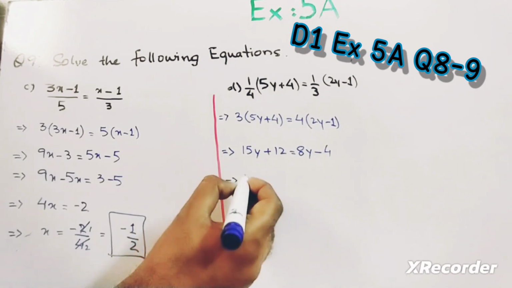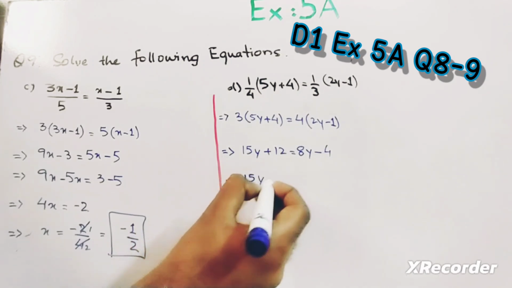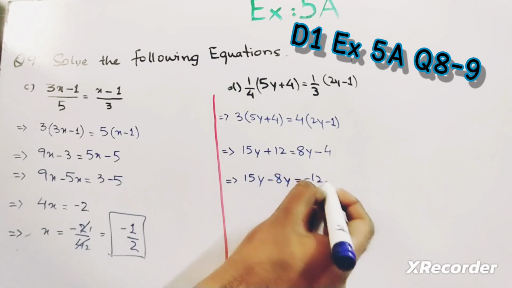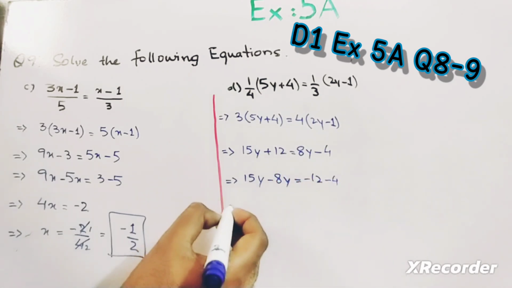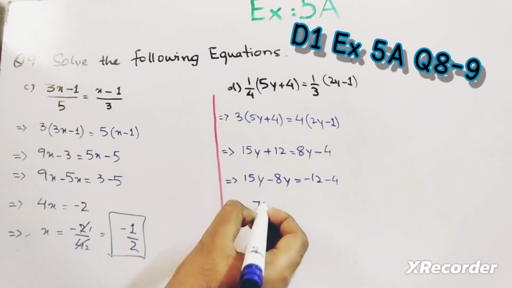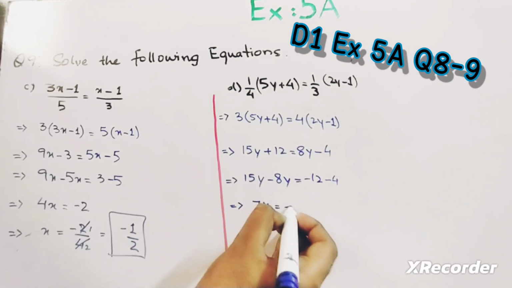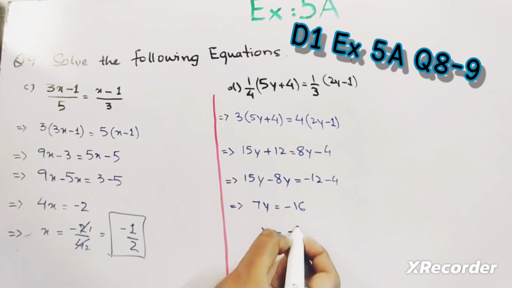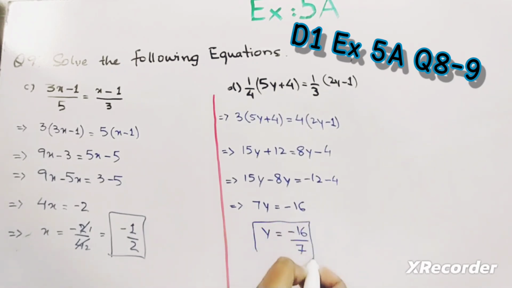By rearranging, 15y minus 8y is equal to minus 12 minus 4. 15y minus 8y will give us 7y is equal to minus 16, and our y will be minus 16 upon 7, and that is our required answer.